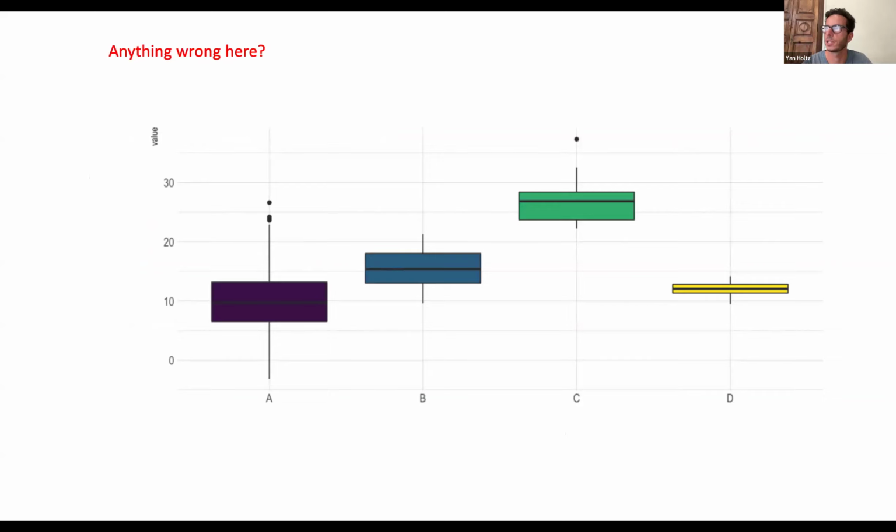Okay, example number 3. What's wrong here? Oh, that's true. The median bar is pretty hard to read on the dark purple. I agree, but that's not what I'm thinking about. Labels. Oh yeah, doesn't convey number of observations. I really like that.